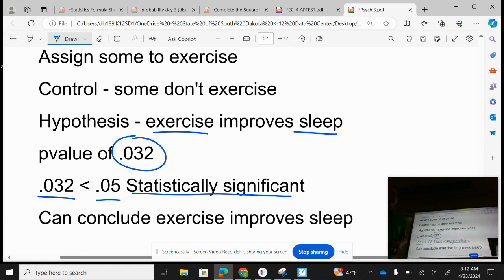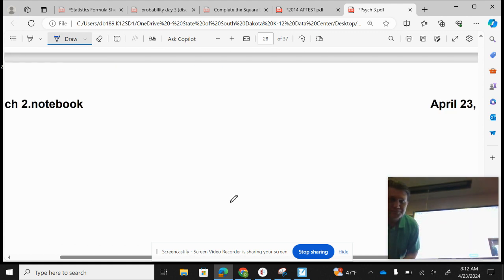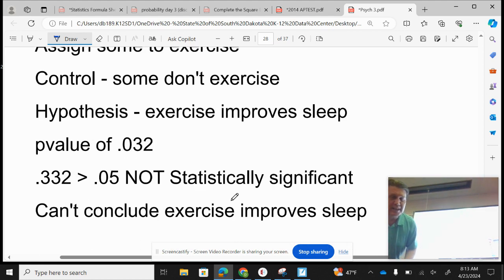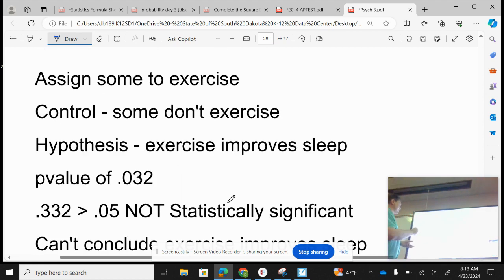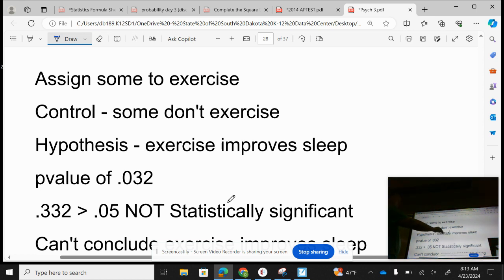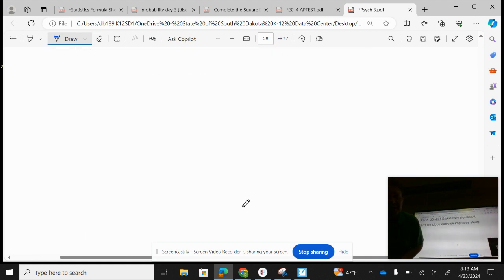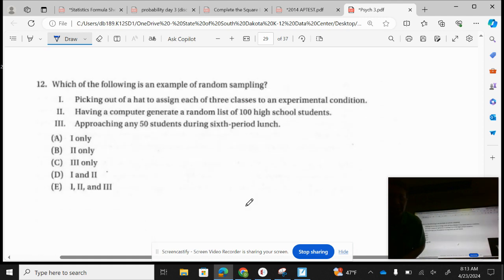Now, I use the same exact example. This is something you have to study. If it's less, it's rare, it's small, and you say it is statistically significant. But let's say we did the same thing. We assigned some to exercise, some don't exercise, and our hypothesis, exercise improves sleep, but we get a p-value of 0.332. Well, that would be greater than 5%, so it's not statistically significant, and we can't conclude that the exercise improved sleep.